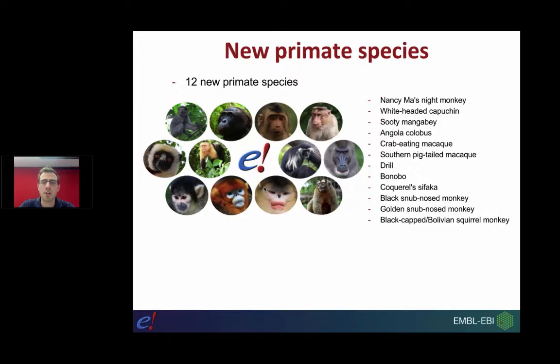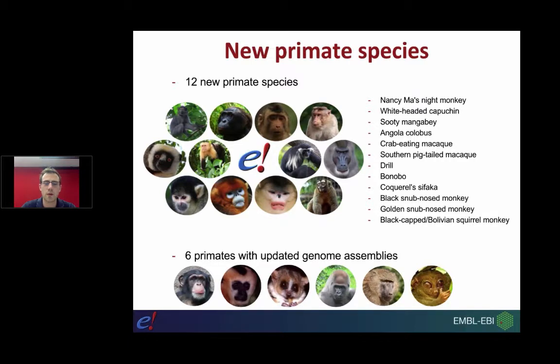So thinking about the new primate species that we have in Ensembl, as I mentioned, we've got 12 new primate species. I'm not going to go through them all, but they're all listed here. Obviously, primates that are very important in studying human and vertebrate mammalian evolution, and also some of them are very interesting in their own right with some of their social behaviors that they display, and so obviously very interesting for biological research. So some of the primates that we've now got there in Ensembl is the bonobo, the crab-eating macaque, and Nancy Ma's night monkey as well. So you can explore all of those species that have the genome assemblies and the gene sets as well produced for them.